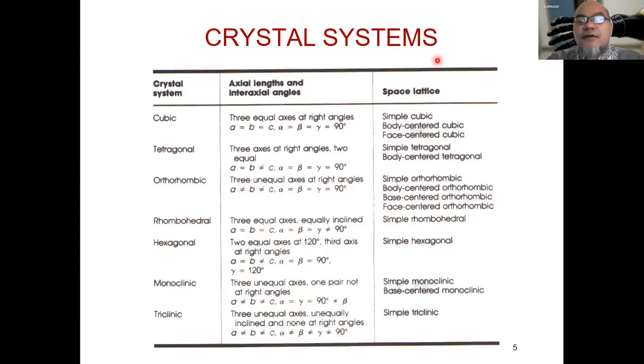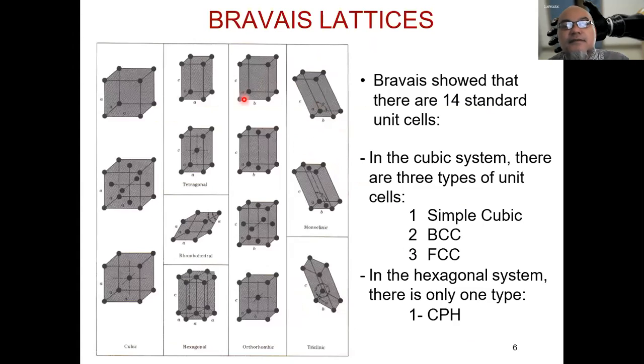The simple cubic, body centered cubic, and face centered cubic. Orthorhombic has 4 crystal lattices: simple orthorhombic, body centered orthorhombic, base centered orthorhombic, and face centered orthorhombic. Then we have tetragonal, rhombohedral, hexagonal, monoclinic, and triclinic. So we have discussed this. We have shown these 14 standard unit cells. Hopefully you have reviewed the slide.